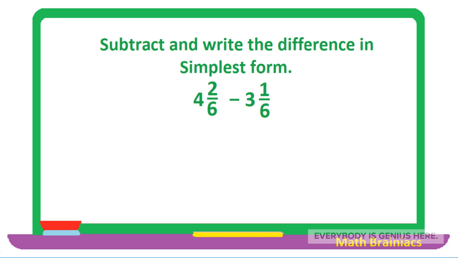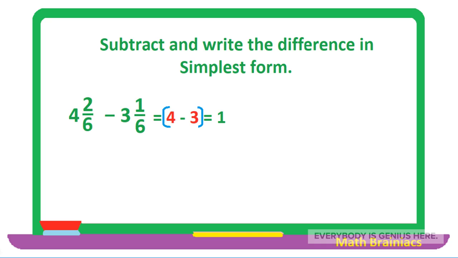Subtract and write the difference in simplest form. 4 and 2 over 6 minus 3 and 1 over 6. We are going to work on the whole number first. We are going to subtract 3 from 4. Accordingly, 4 minus 3 will give us 1.